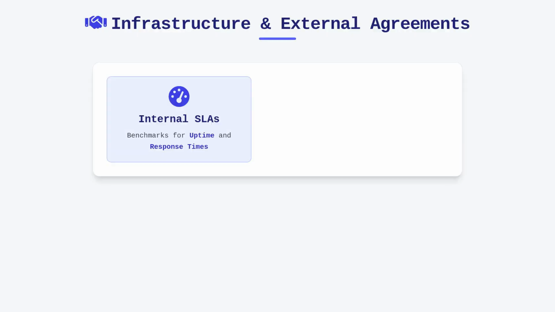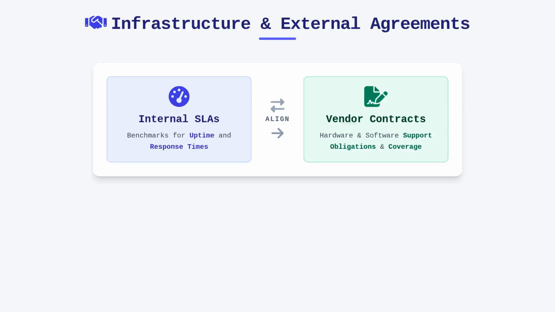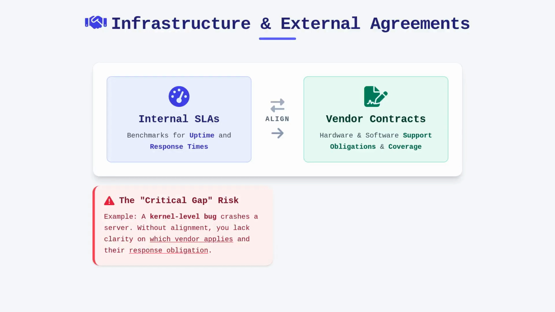Finally, managing the intersection between your infrastructure and external agreements is vital for operational stability. Service-level agreements dictate the expected uptime and response times for your business services, serving as the benchmark for your performance monitoring. You must align these internal SLAs with the support contracts provided by your hardware and software vendors to avoid gaps in coverage. If a kernel-level bug crashes your server, you need to know exactly which vendor support contract applies and what the terms of their response obligation are.